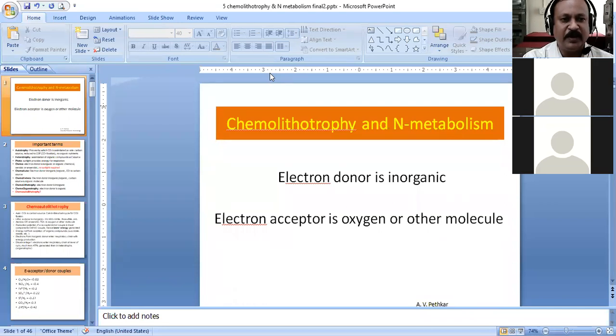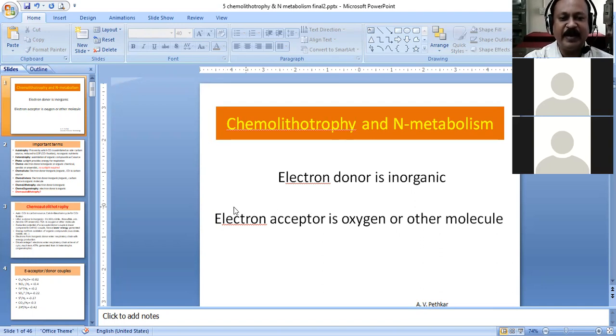Okay, so let us begin with this unit. Before that, I'd just like to highlight what I have written here on the slide. When we talk about chemolithotrophy, we are actually talking about the electron donor as well as the electron acceptor. But here, the electron donor is an important component, which is essentially an inorganic compound. If it was an organic molecule, then we would have called it chemoheterotrophy, isn't it? Do you all agree or no?